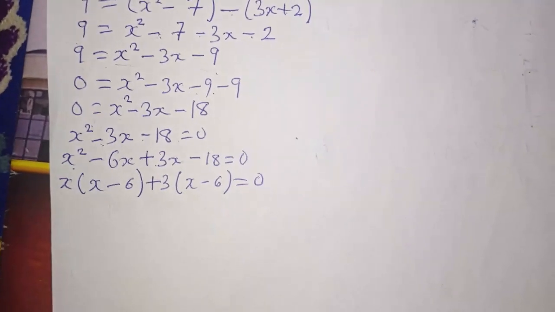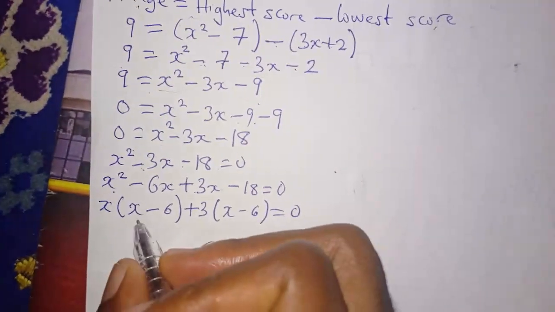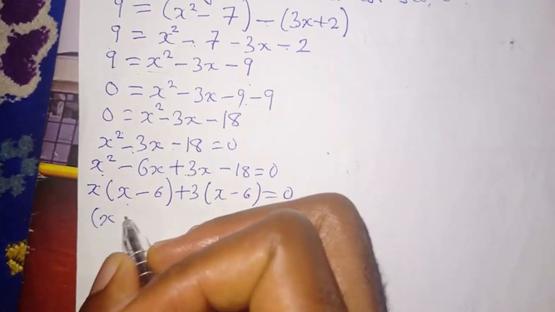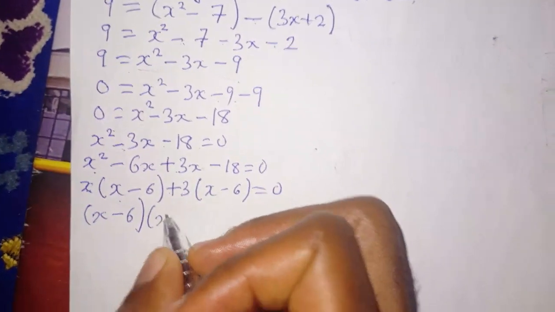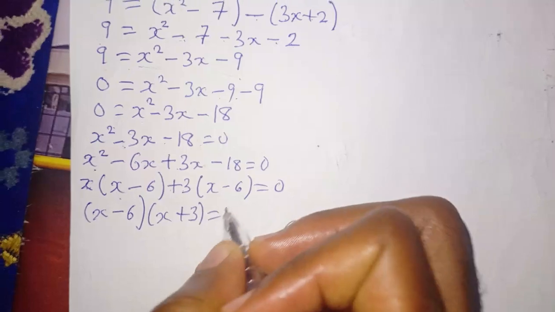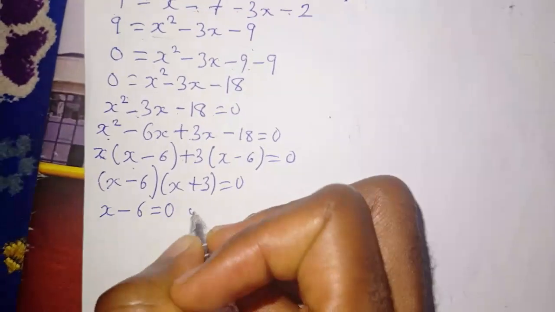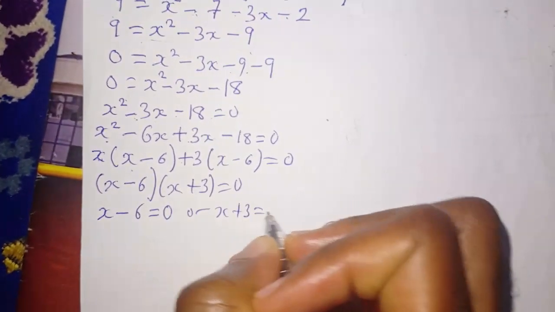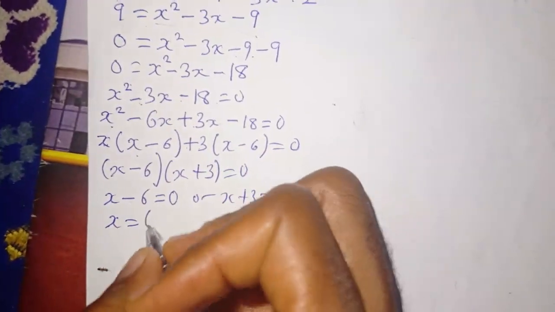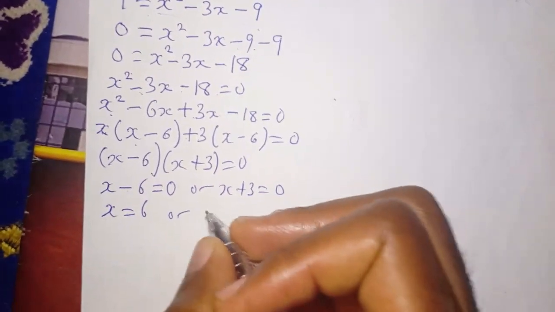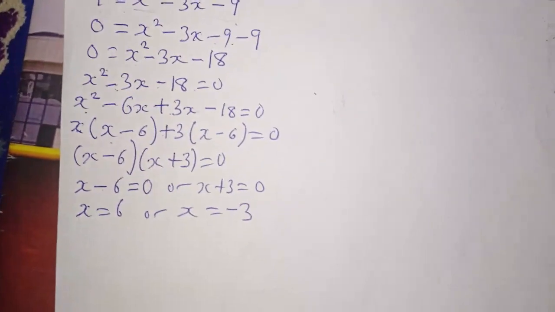And again, if factorization is not your thing, you can use any method to solve this equation. You are not restricted. So this becomes x minus 6, you pick one x minus 6, then the expressions outside, x and plus 3, put them into x plus 3 equals 0. Then we are going to have either x minus 6 equals 0 or x plus 3 equals 0. That gives x equals minus 6 moved across becomes 6, or x equals minus 3. So we've gotten two values of x here.